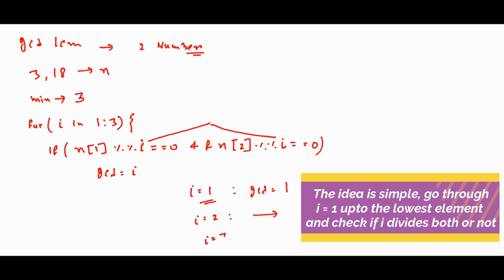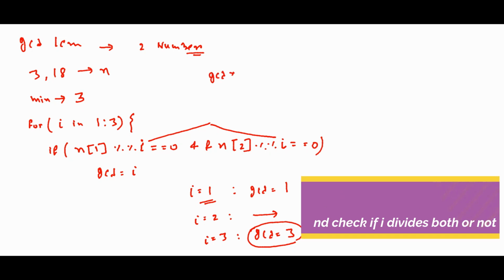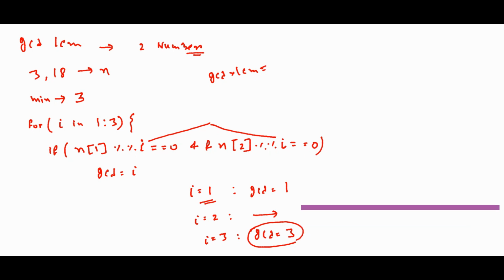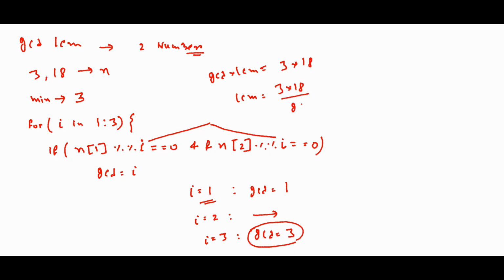Again, for i equal to 3, this is true. That means i divides both n1 and n2, so GCD equals 3. Like this, GCD gets updated. And once we find the GCD, we know the formula: GCD into LCM equals the product of the two numbers. That means 3 into 18. So LCM equals 3 into 18 by GCD, that is, 18 will be the LCM.